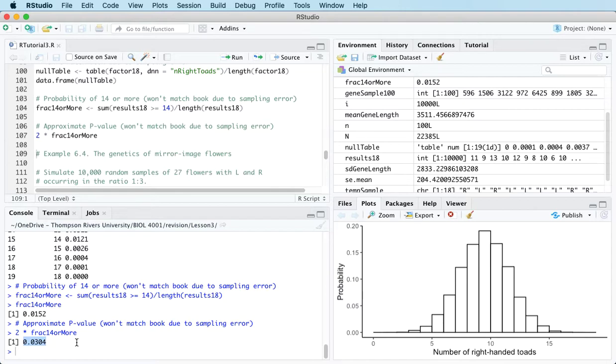So that's an illustration of how hypothesis testing works. There's a few more details that we need to talk about, and so we'll spend a little bit of time talking about those details in the next video.